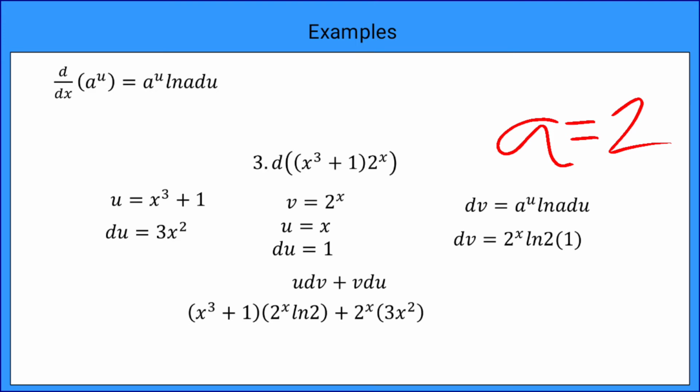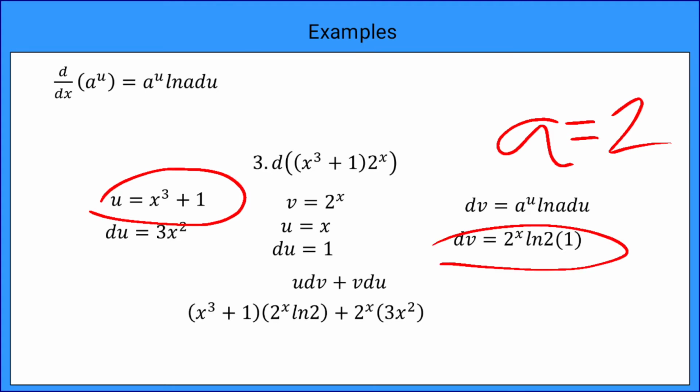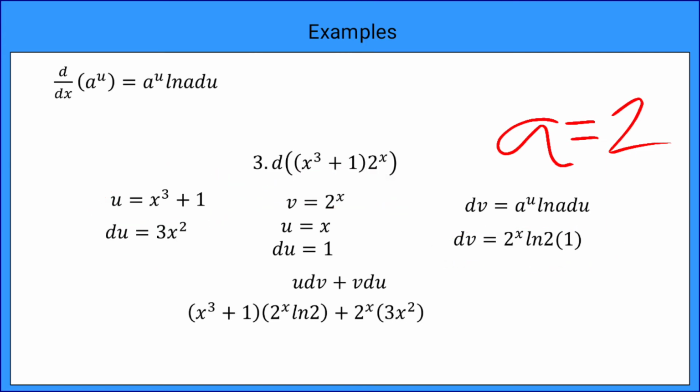And our u will be this x cubed plus 1. Then multiply by our dv, which is this 2x ln of 2 times 1, of course 2. And then plus v, v will be this 2x times our du will be this 3x squared. And then from this part, as you can see, we have this common factor of 2 raised to the x power. So we can just move it out from the equation.